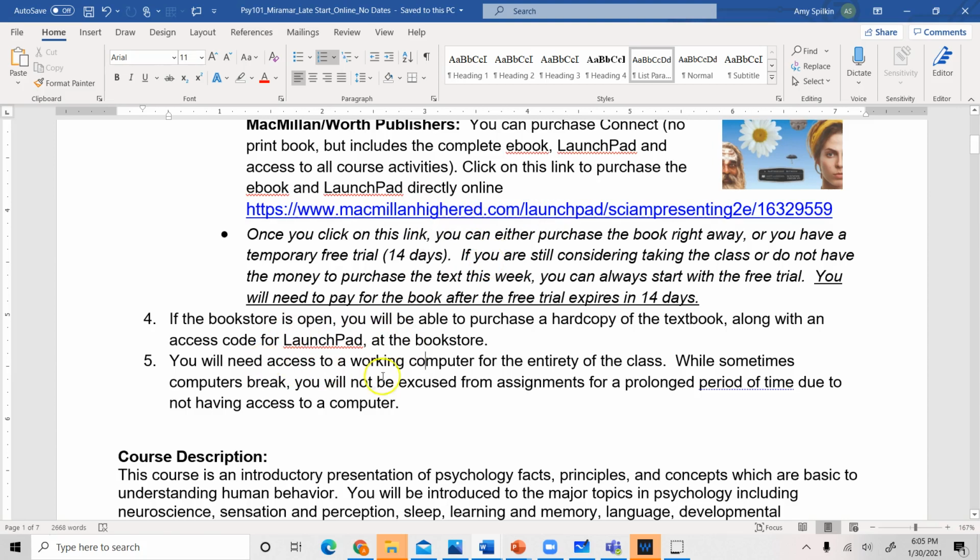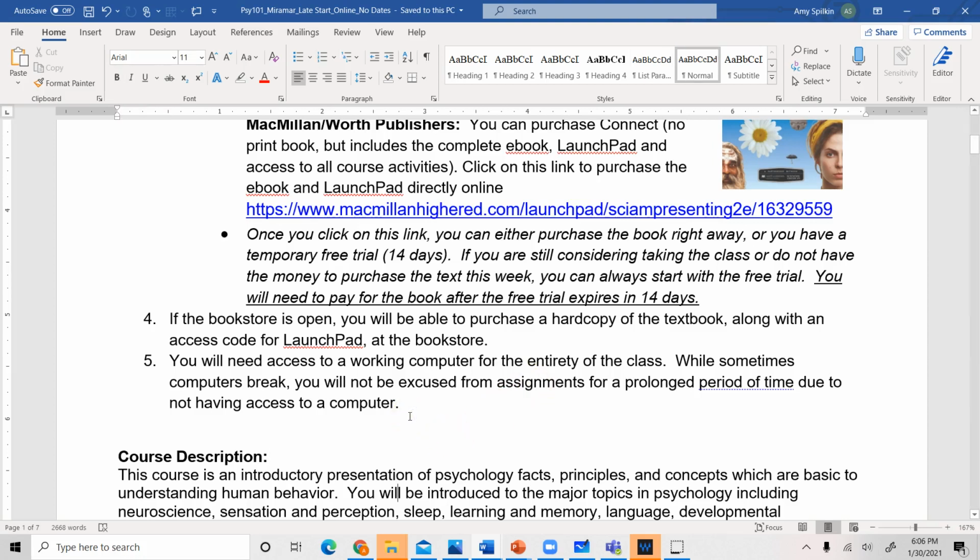And then you'll need access to a working computer for the entirety of the class. This is an online class. Certainly at times computers break, and I understand that. I have that problem myself. My computer broke recently, but you want to have a backup plan. So certainly I can give you an extension for a day or two for a computer malfunction, but if you have to send your computer in and it's going to be 4 weeks or 6 weeks till you get it back, you'll need another option for how you will complete the class. So you might want to be thinking about that.